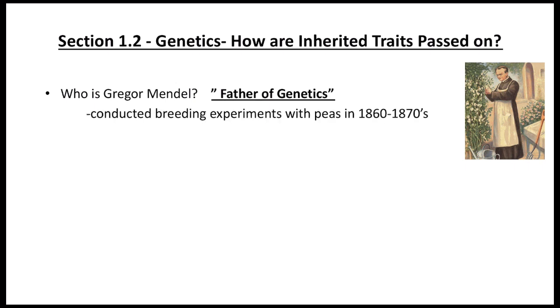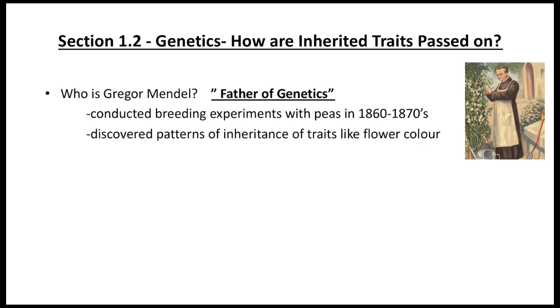Gregor Mendel conducted breeding experiments on pea plants, so sweet peas, from 1860 to the 1870s. He was actually a monk who carried out breeding experiments at the monastery, so technically, he was not actually a scientist. He discovered patterns of inheritance of traits like flower color. For example, whether a flower was purple versus white, he was able to predict with some regularity what the next flower color would be based on how he was breeding and crossing the plants.